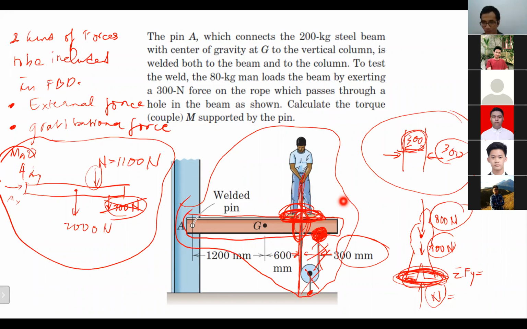So whenever you draw a free body diagram, you have to take a look at each point where there is a connection between the external part and the system. So for just now, there is a welded pin here. That's one. Then the normal force between the shoes. That's two. And the connection with the rope. That's three. And beside that, plus gravitational force. That's the thing that you're supposed to do. You get it?